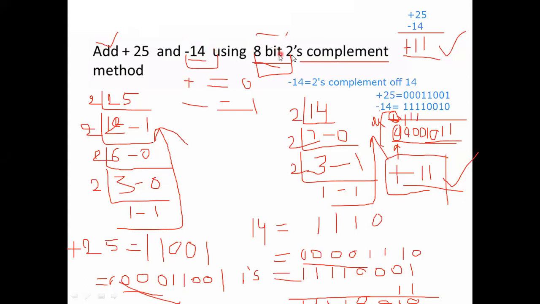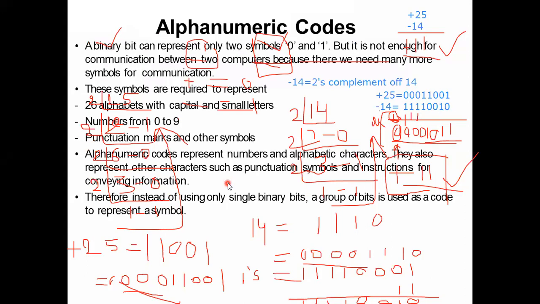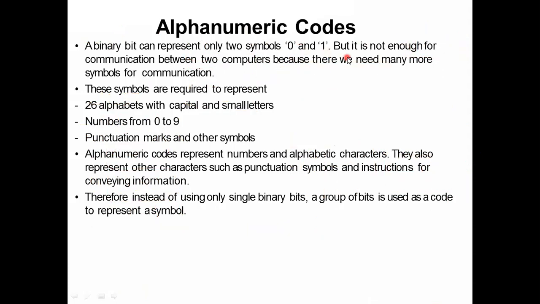Now the next topic is alphanumeric codes, and ASCII codes here. For these alphanumeric codes, we are using ASCII. Here, a binary bit can represent only two symbols, 0 and 1. If you take binary bits, what symbols do we use for the binary number system? We use only 0 and 1.